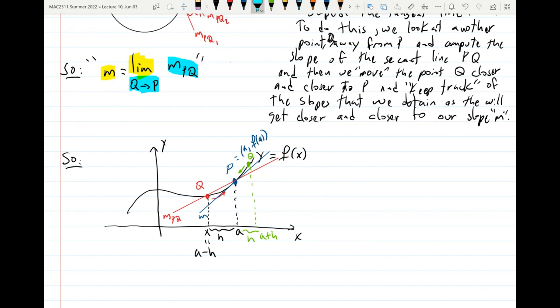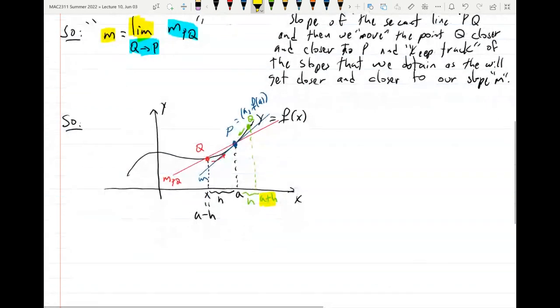The reason why I'm saying this is because we typically like to think about it this way. Now, if h is positive or negative, we're going to look at the expression a plus h. If h is positive, that means we're approaching a from the right, so it's the green picture. If h is negative, then we're approaching a from the left. It will be like the black picture corresponding to the red point Q.